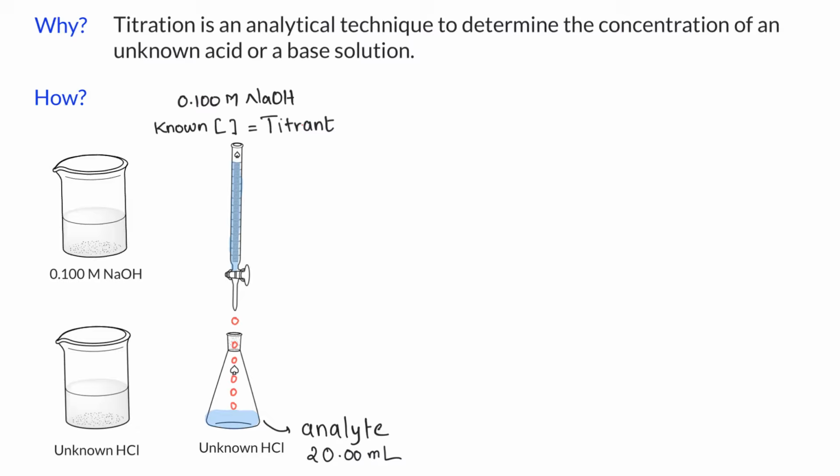Every time we add sodium hydroxide to the conical flask, sodium hydroxide reacts with hydrochloric acid present in the conical flask according to the following stoichiometric equation. That is, 1 mole of hydrochloric acid reacts with 1 mole of sodium hydroxide to form 1 mole of water and 1 mole of sodium chloride.